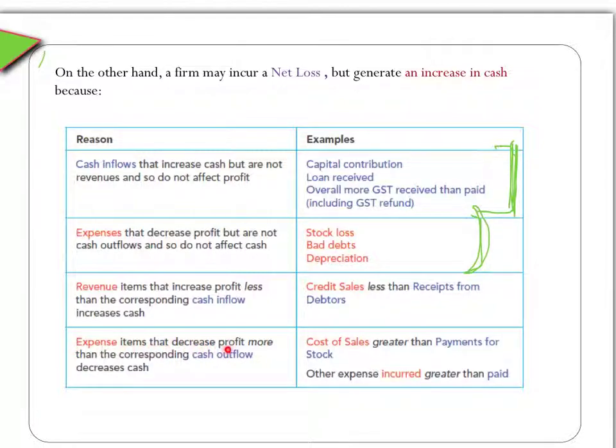Expense items that decrease profit more than the corresponding cash outflow decreases cash. The example here is when your cost of sales is greater than the payments for stock. Remember, cost of sales is an expense. So that means it will decrease your profit more than it actually decreases your cash balance. Or in the case of balance sheet adjustment, if other expenses incurred is greater than paid, it means that it will decrease your profit more than your bank balance.